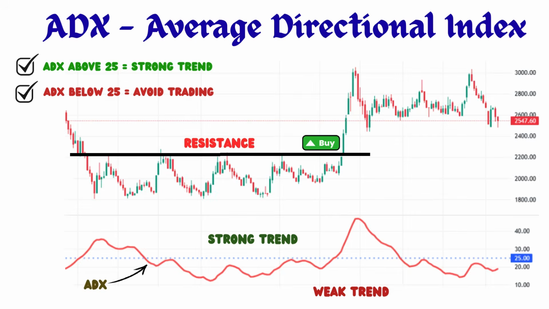Let's explore the ADX, Average Directional Index, a tool that measures the strength of a trend, whether it's up or down. It doesn't show the direction, only how powerful the move is. When ADX rises above 25, it signals a strong trend is underway, bullish or bearish. If it falls below 20, the market is likely weak or moving sideways.